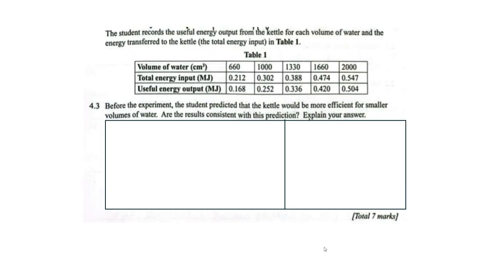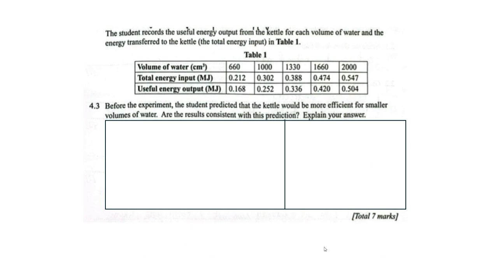Then the student records the useful energy output for the kettle for each volume of water and the energy transferred to the kettle. Okay, so for each volume, we have the total energy input and the useful energy output. Before the experiment, the student predicted that the kettle would be more efficient for smaller volumes of water. Are the results consistent with the prediction? Explain your answer.